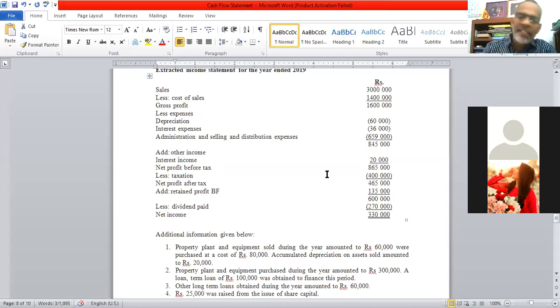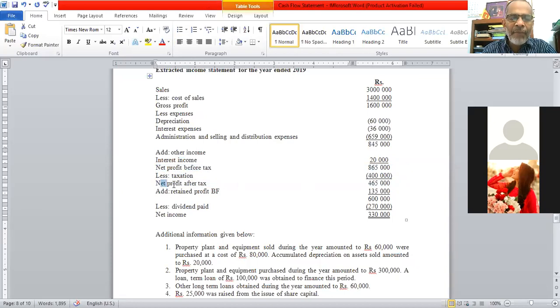865,000 is the net profit before taxation I have given. Look at here. After that, we have a net profit after taxation also. We are not interested in that. We are interested in net profit before tax.